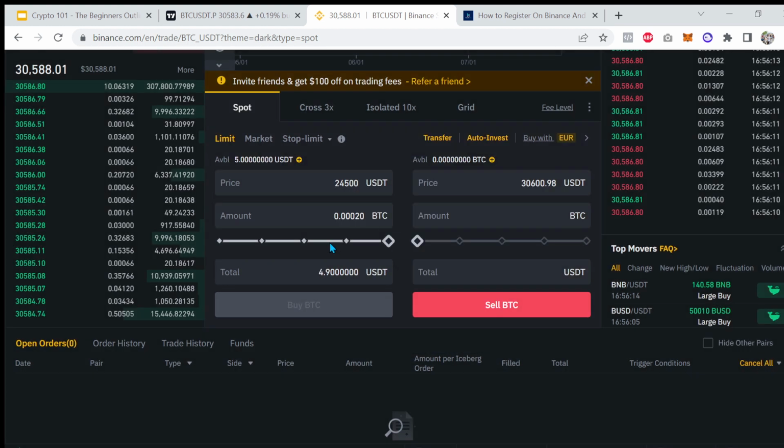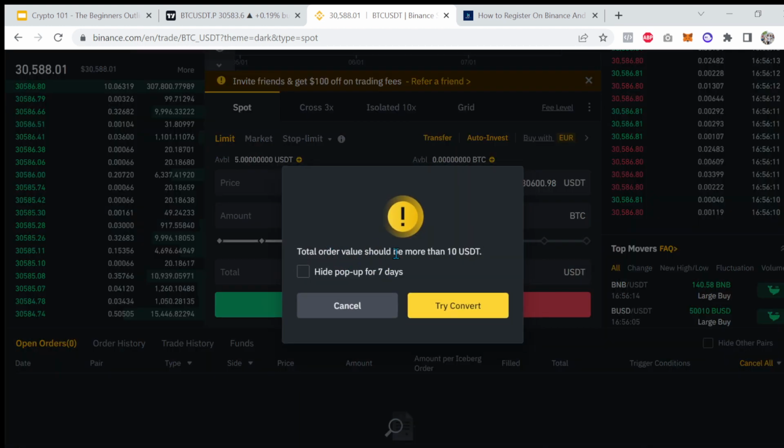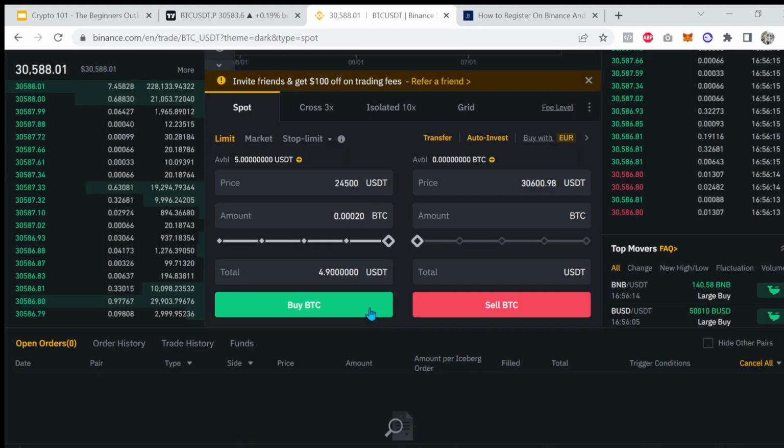So this would set an order for me. The value should be more than 10 USD. Okay, so let me top up and make it 10 USD so that I can buy this BTC. Okay, I just topped up my account and I'm back to $15.